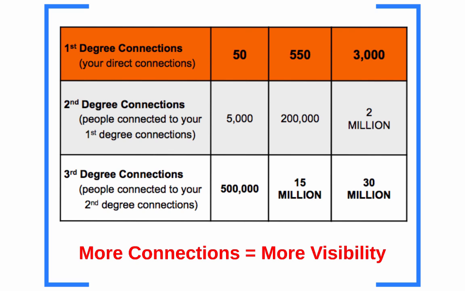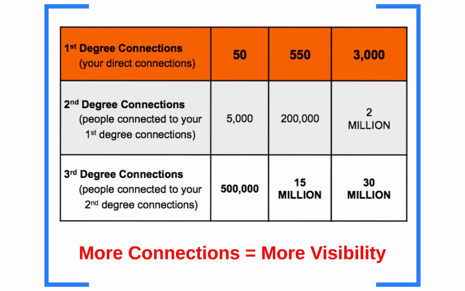For example, if you have 50 people that you are directly connected to, then you'll have around 5,000 second-degree connections and around 500,000 third-degree connections. You can see how these numbers dramatically increase when you're connected to 550 people. The third-degree connections jump to about 15 million people. And if you add 3,000 people, your third-degree connections will be around 30 million people.